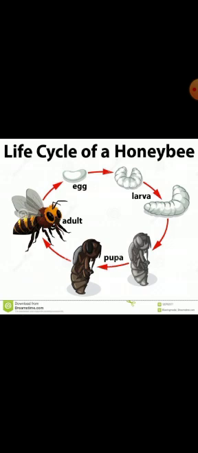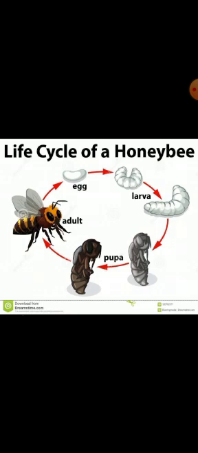As you are noticing, we have 4 stages in the life cycle of honey bee. The first stage is egg, then egg transforms to larva or caterpillar, and the larva transforms and turns into pupa. This is the third stage, and after this third stage, pupa converts into an adult, complete, matured honeybee. These are the four stages of the honeybee life cycle.